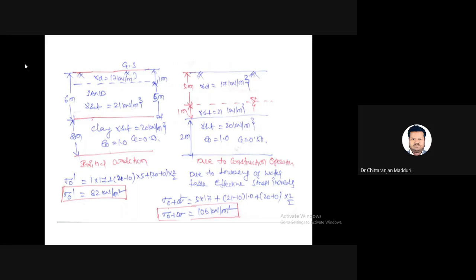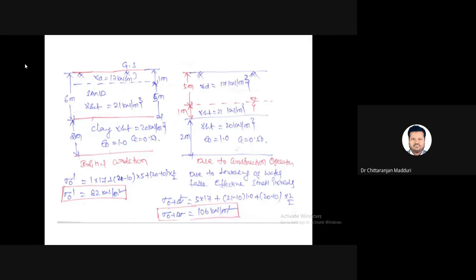Below 1 meter depth, there is a water table, so the soil is submerged in water. So gamma dash into Z. 21 minus 10. Here the thickness of sand layer is 5 meters. Plus we need to consider up to center of the clay layer. So 2 by 2 equal to 1 meter. Then gamma dash 20 minus 10, gamma dash into Z. So initial overburden pressure equal to 82 kN per meter square.